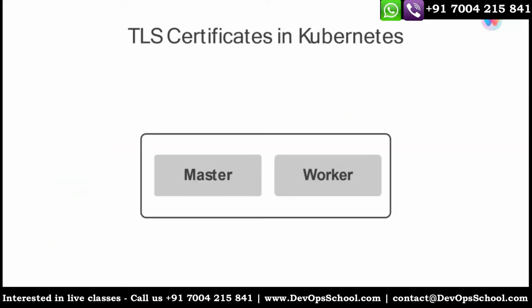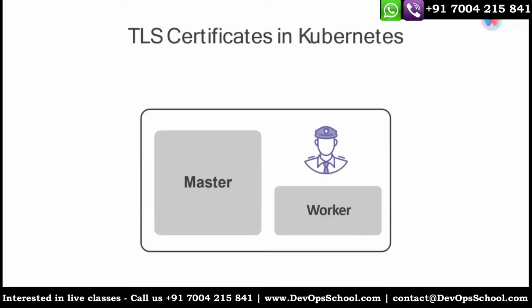We have primarily two kinds of roles to play in Kubernetes. That means a node can play the role of master, or the role of worker. So for TLS certificates in Kubernetes, there are two kinds of role you can have: master certificate and worker certificate. A workstation certificate is also there, which I'll talk about in some time.